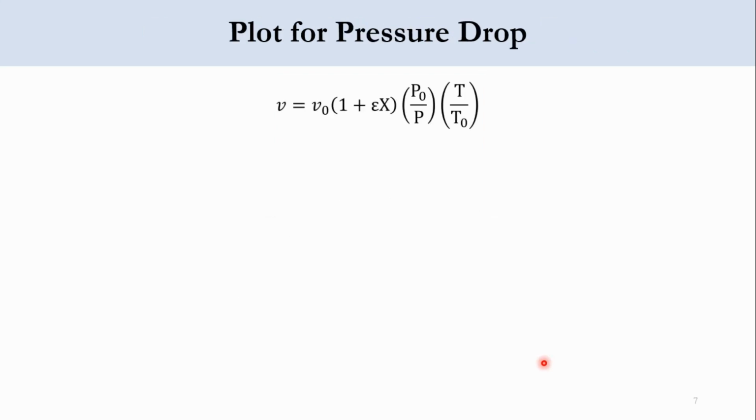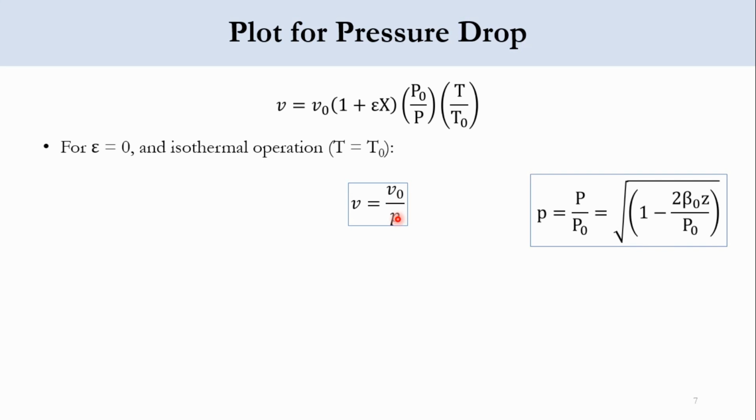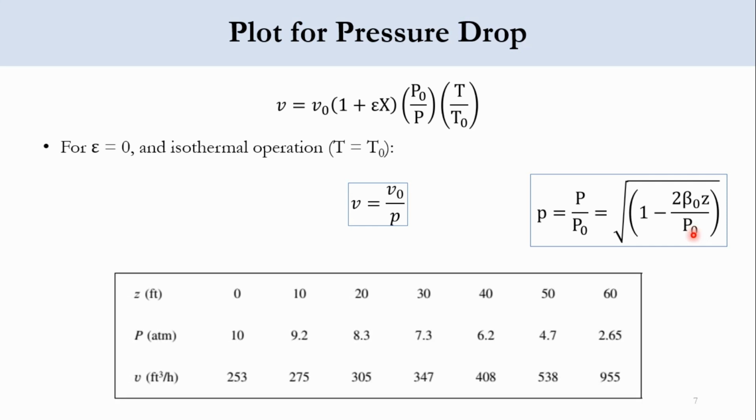Now for plotting, we know that V is equal to V naught (1 plus epsilon x) P naught over P, T over T naught. Now this is an isothermal system, so obviously T over T naught will be gone from here, and we say that epsilon is equal to 0 in the system, so we are left with V is equal to V naught over small p. That P over P naught will be small p, so V naught over P, and that P is equal to this expression 1 minus 2 beta naught Z or L over P naught.